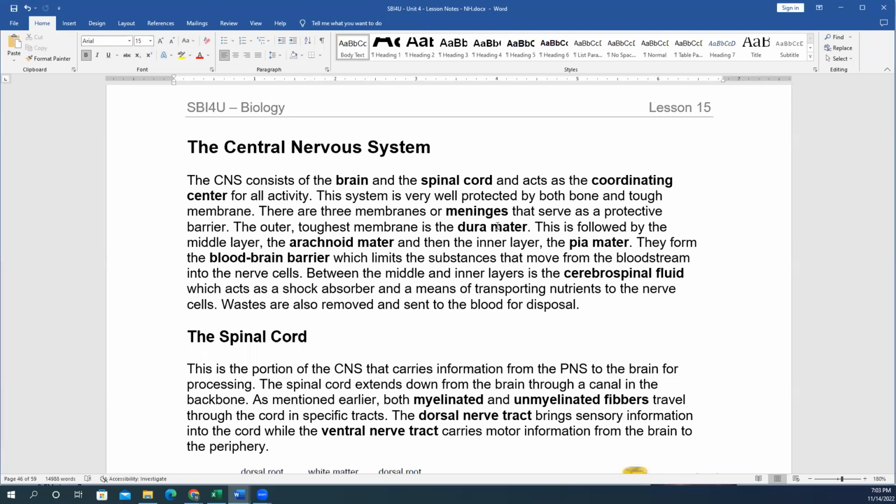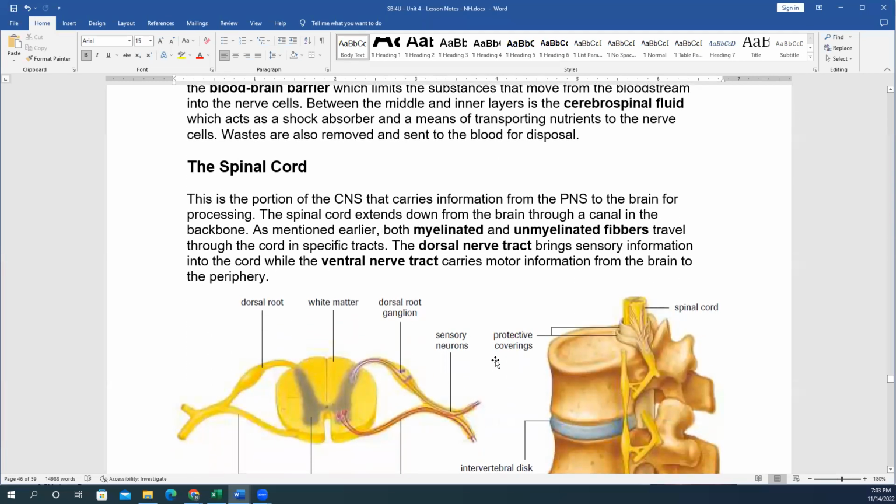In between that middle and inner layer, that's where you have the cerebrospinal fluid. And the cerebrospinal fluid acts as a shock absorber, as a way of transporting nutrients to the nerve cells, and also as a way of removing waste and returning the waste back to the bloodstream for disposal. The spinal cord portion of the central nervous system, that's the part that carries information from the peripheral nervous system to the brain for processing.